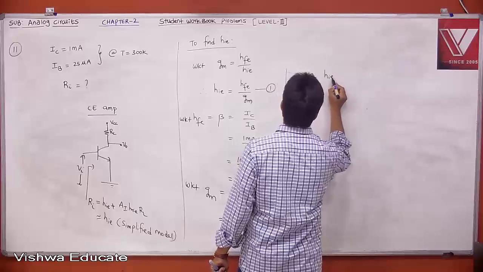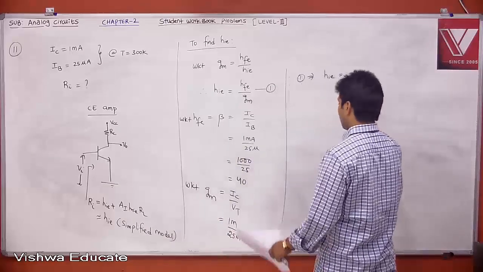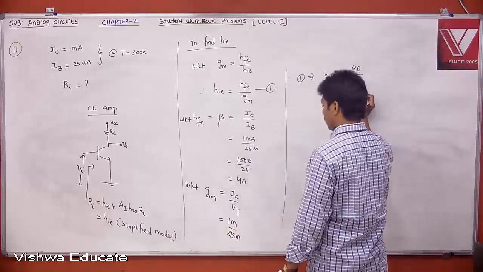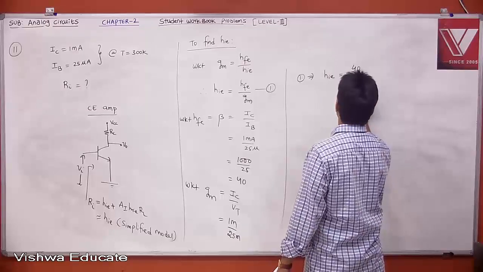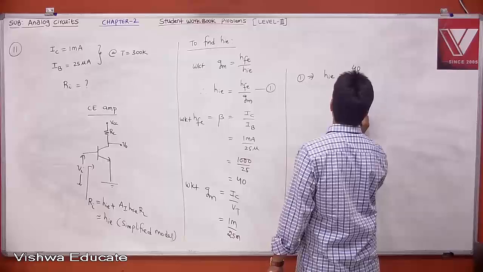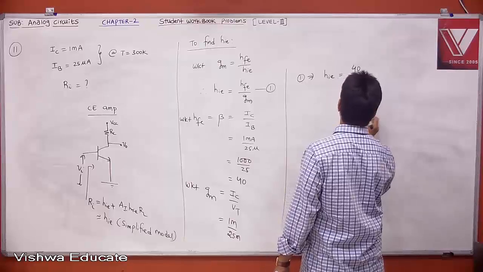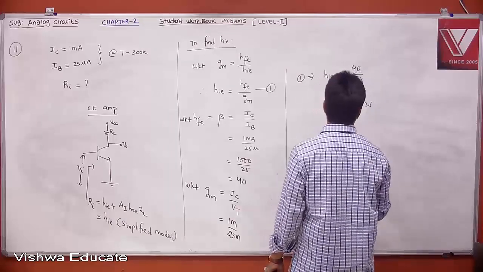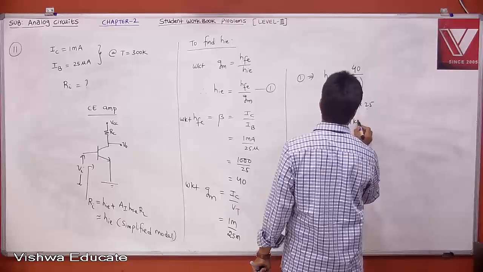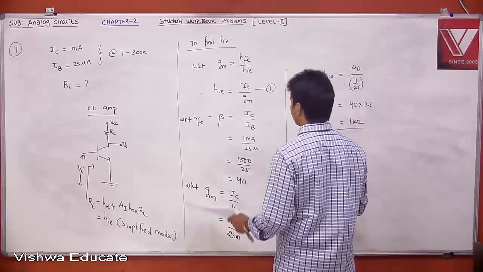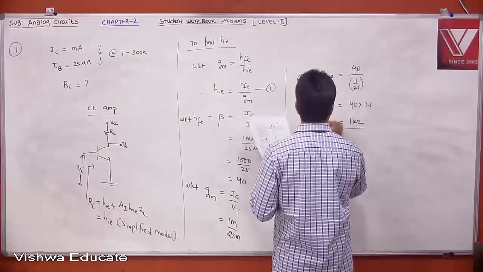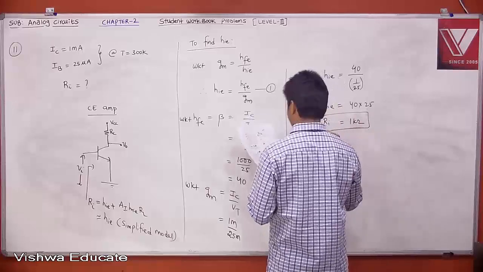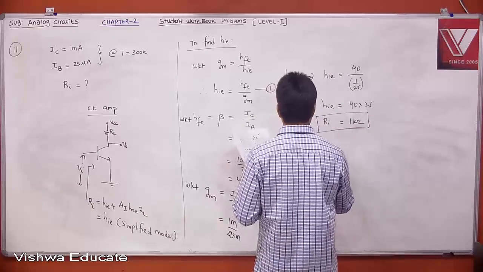What is our HIE? HIE is equal to HFE, already calculated, which is 40, divided by GM, which is 1 milli by 25, that is 1 by 25. Then if you take this 40 into 25, what is 40 into 25? 1000. 1000 is nothing but 1 kilo ohm. Therefore, what is your input impedance? 1 kilo ohm. Your RI is nothing but 1 kilo ohm. What is the answer? Answer is A.